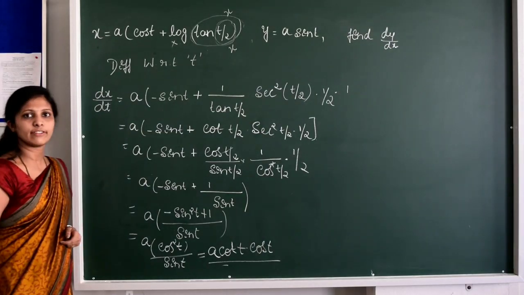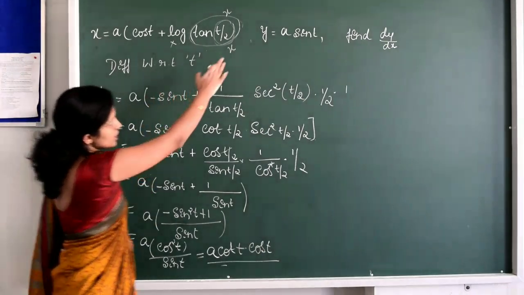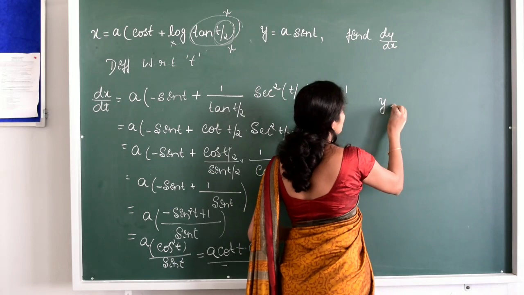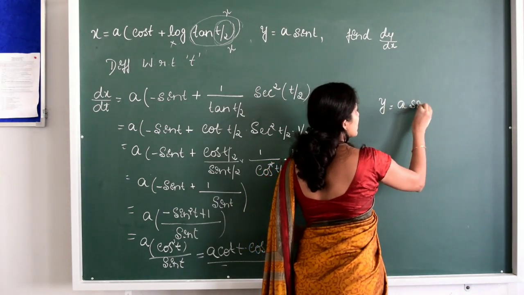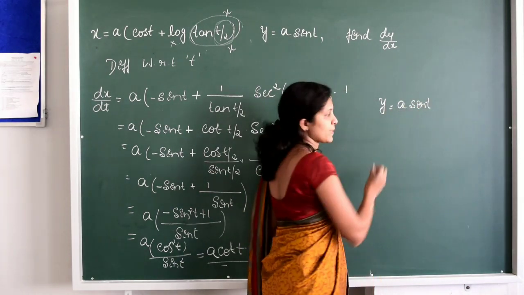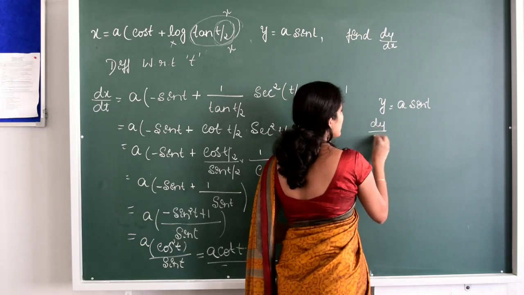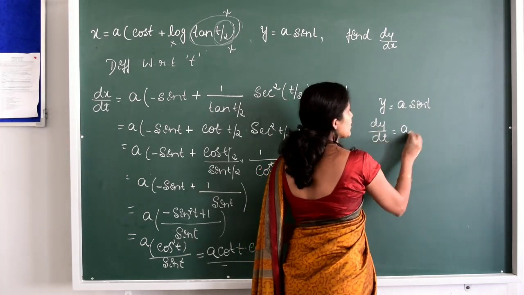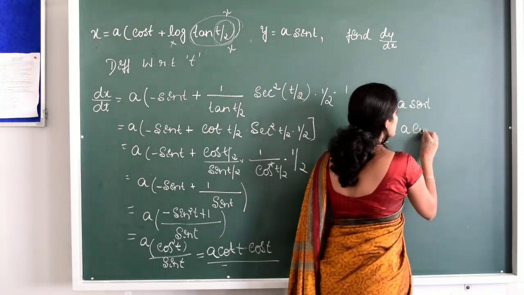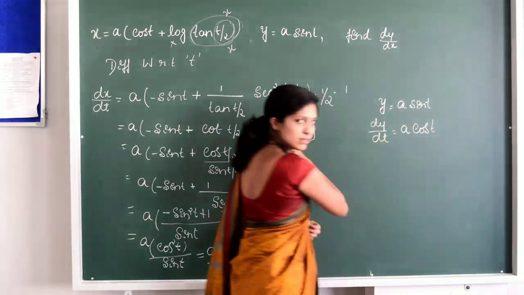Now we have to find dy by dt. Now we will see this one. y is equal to a sin t is given. So we will differentiate this with respect to t. So dy by dt is equal to a into the derivative of sin t, which is cos t. Right, simple one.